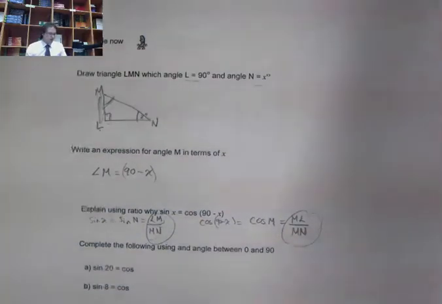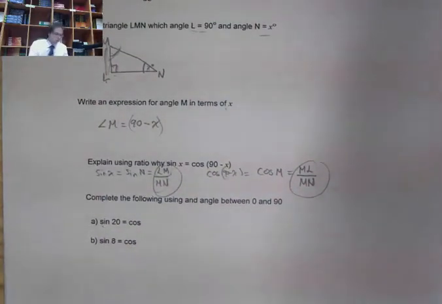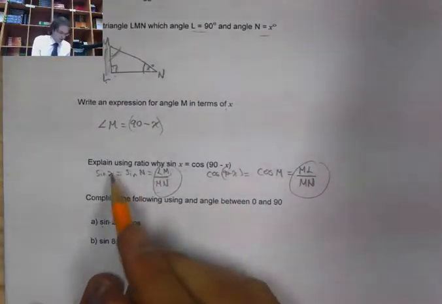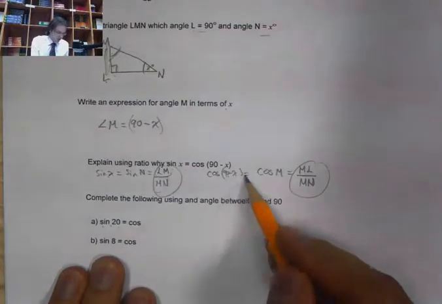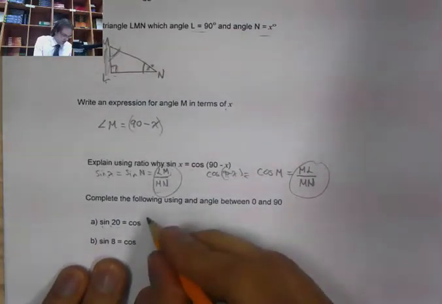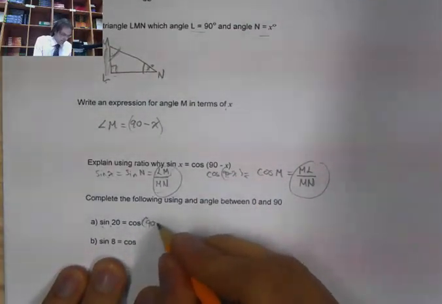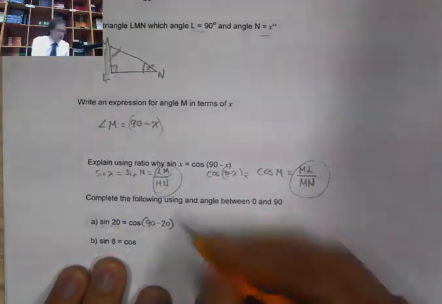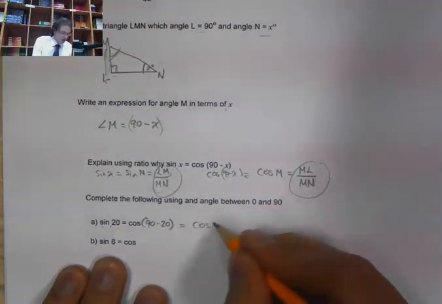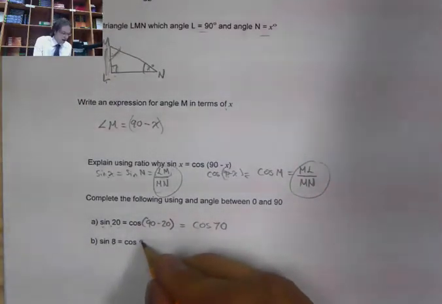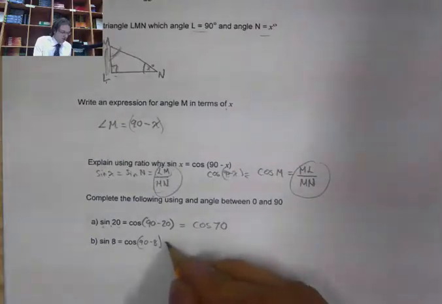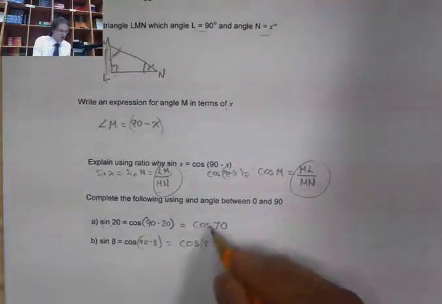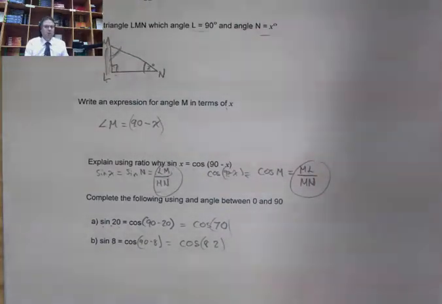Now, complete the following. What would be sine 20 equal to in cosine? Well, all we have to do here is sine x is equal to cos of 90 minus x. So that's going to be equal to 90 minus 20, right? Which is equal to cos 70. Let's try sine 8 is equal to cos of 90 minus 8, which is the same as cos 82 degrees. Okay? Does that help? Hopefully you understand that.